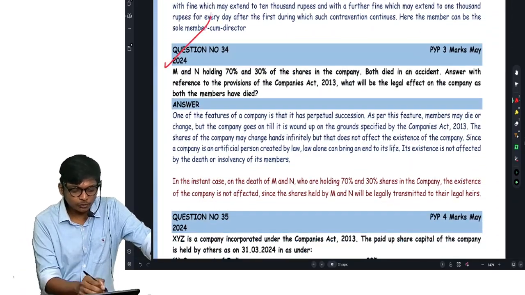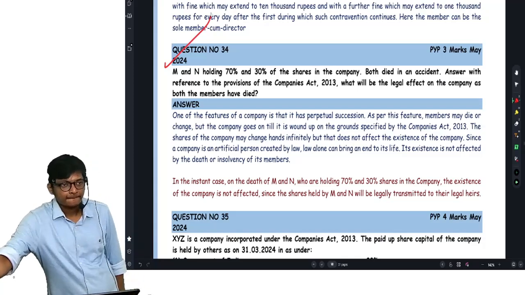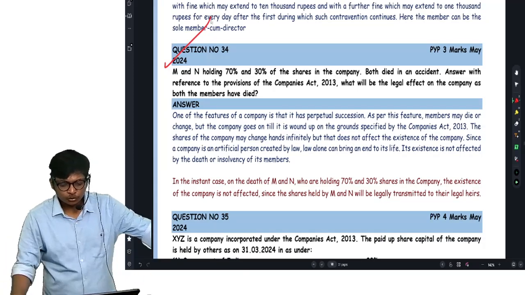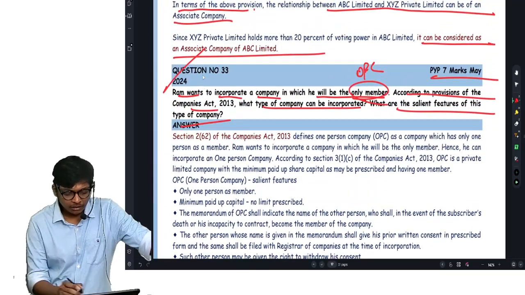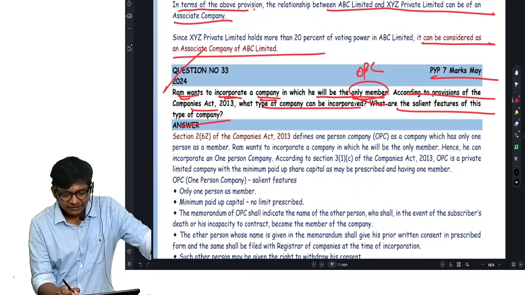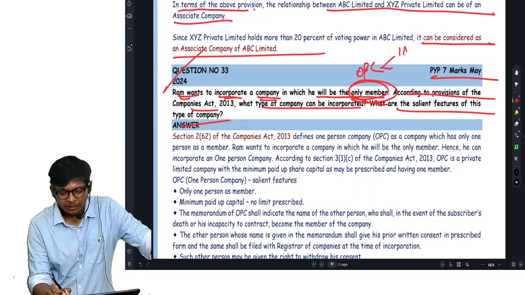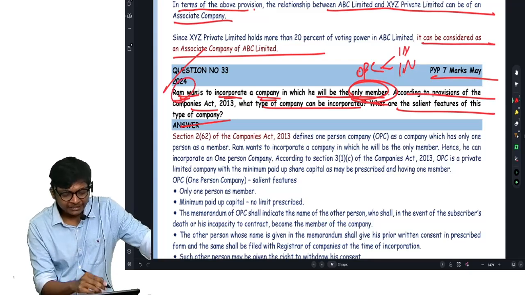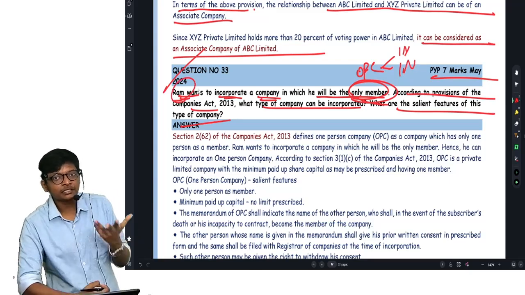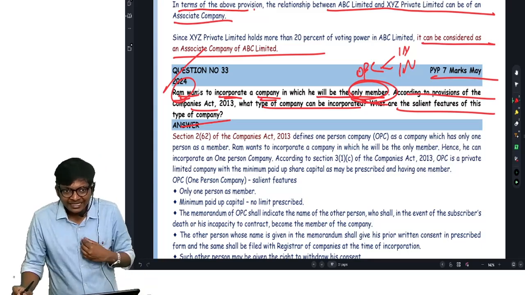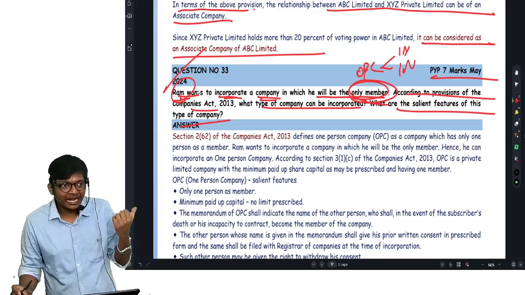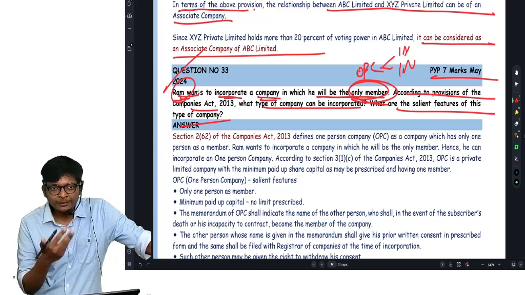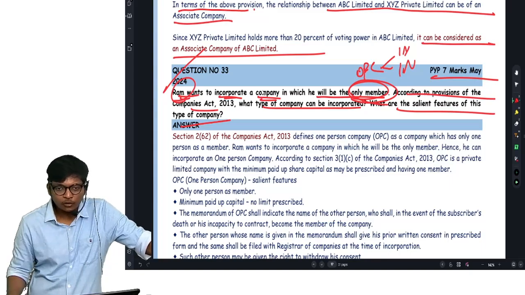Before we go to the next question, any doubt? No, to start an OPC, what are they asking? Ram wants to incorporate a company in which he will be the only member. OPC has one member, one nominee. So the member is only one. So if there is one member, Ram can start the OPC, then find somebody else as nominee. Nominee has zero power as long as the member is there. He's just there. You can put anybody as nominee. Okay. Are you following, guys?